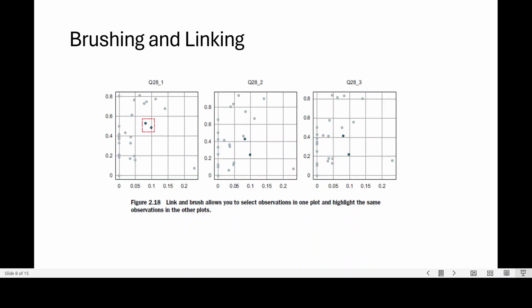Next, we are going to see about brushing and linking. Brushing refers to selecting a subset of data points in one visualization. Linking means that the same selected data points are automatically highlighted in other related visualizations. For example, if a group of customers is selected in a scatter plot, those same customers may be highlighted in a bar chart or map. This interactive exploration technique helps analysts investigate relationships across multiple visualizations and gain deeper insights.